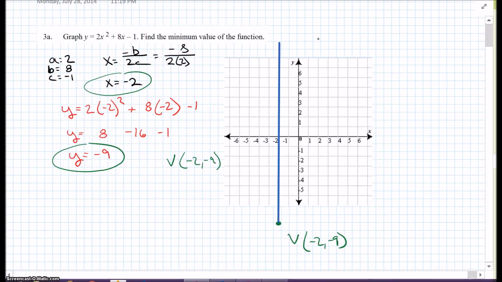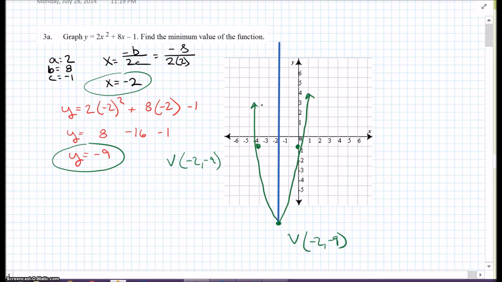Okay, so my vertex is negative 2, negative 9. What is my c value? Negative 1. So what does that represent? That represents my y-intercept. Well, a point on the parabola is equidistant from the axis of symmetry to its corresponding point. So this point is 2 units away from the axis of symmetry, so move it over to get 2 more. Now I have 3 points, and I can graph a parabola.